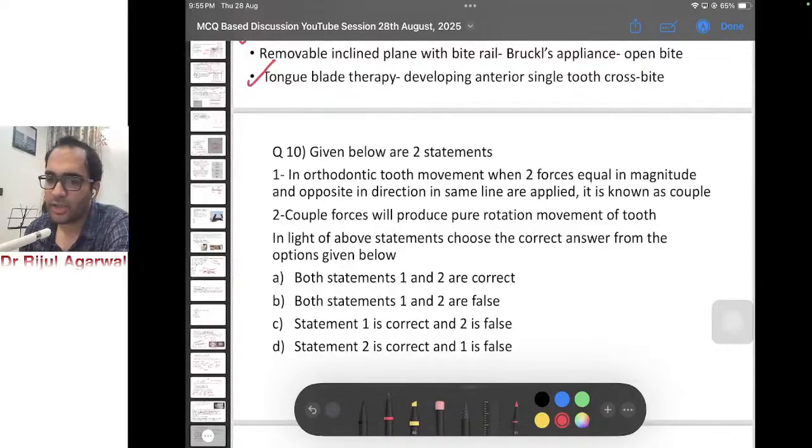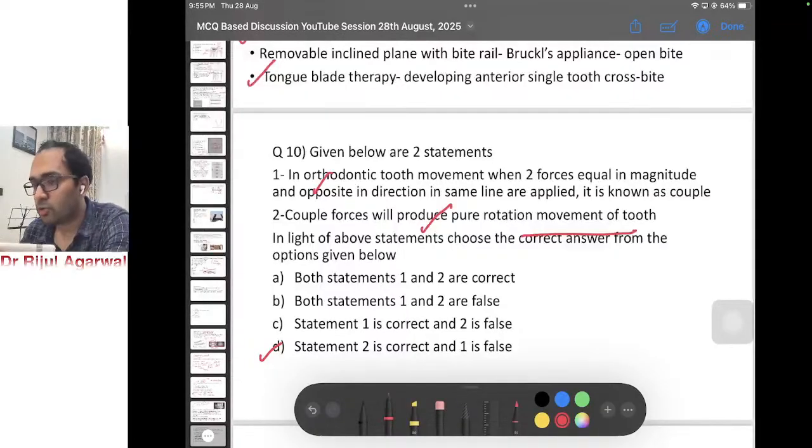Okay, so Nikita says option D, and I would have picked the same question and retyped it here again to ask you guys and help you out, explain it to you. The correct answer is option D. So if you read, statement 2 is correct and 1 is false. Couple forces will produce pure rotation type of tooth movement is correct. Statement 1 is false. Why?